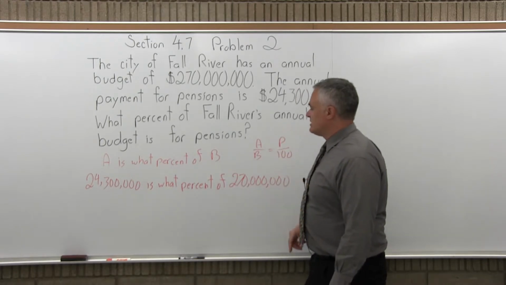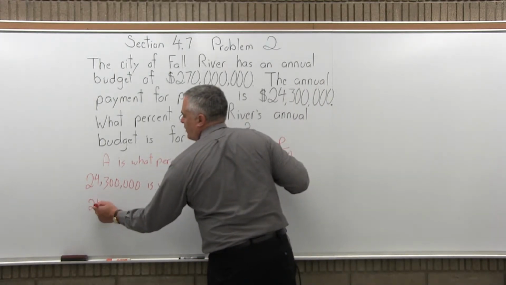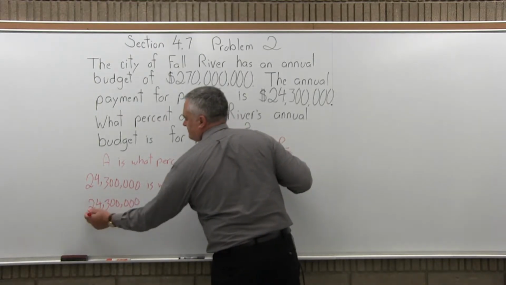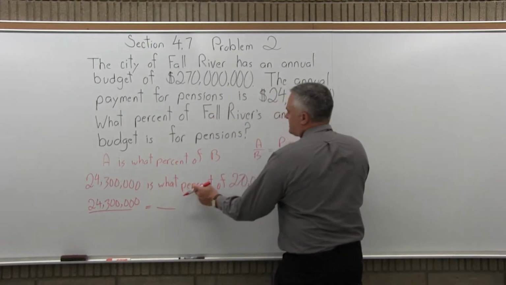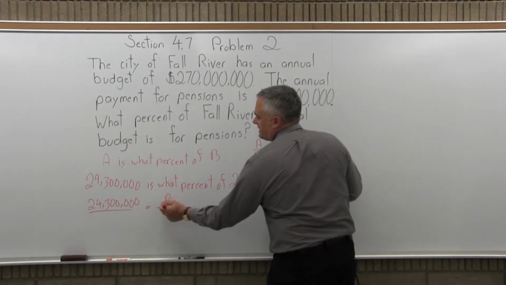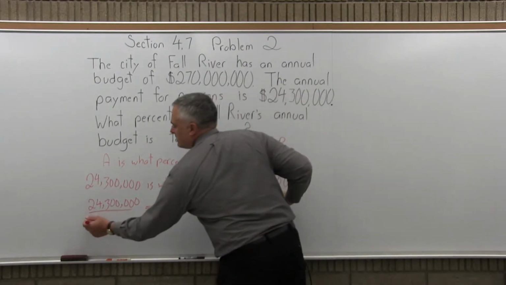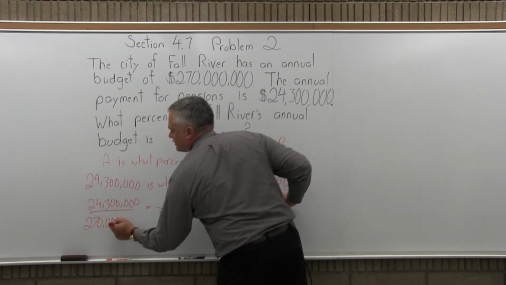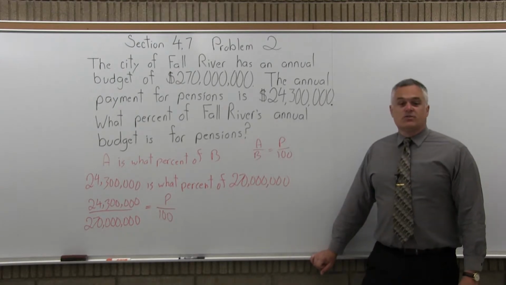So now I'm going to put it in this sort of a formula. So the A, the 24,300,000, becomes the equal P percent. The percent is unknown, so I leave it as a P. Percent goes in as 100. And the B, the number in the denominator, is 270 million. So 270 with 6 zeros after it. So that's what we have to solve.